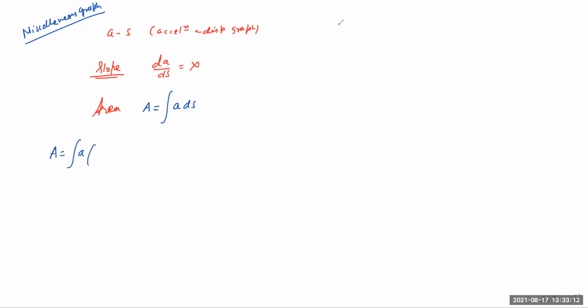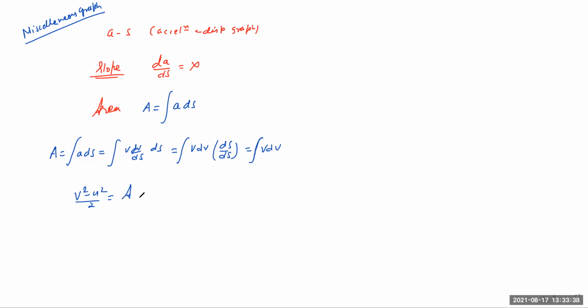Now, a ds we got. What can we think of? We can write a as v dv by ds, if you remember. It's difficult to realize, but ds over ds becomes 1. So it becomes the integral of v dv, which is (v square minus u square) by 2. Correct. So we say that (v square minus u square) by 2 is the area under the a-s graph.